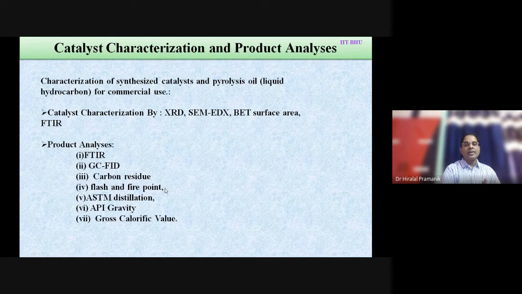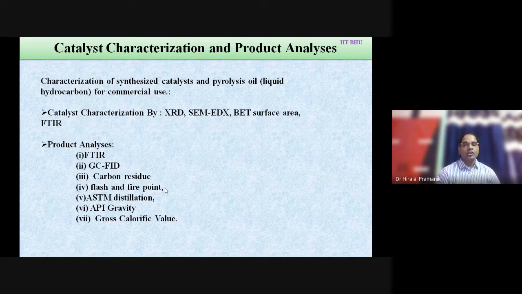API gravity is defined by the American Petroleum Institute, and API gravity basically magnifies the specific gravity. Specific gravity is normally less than 1 for crude oil or petroleum products, and that specific gravity range is very narrow for different components of a hydrocarbon. If you use the API gravity equation, then it will magnify and you can see the differences.